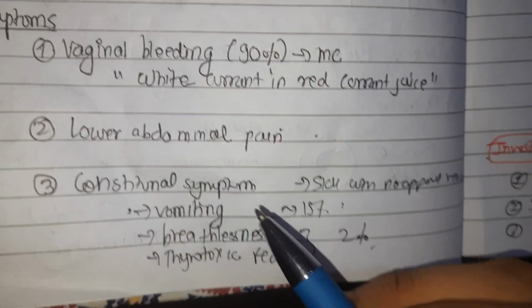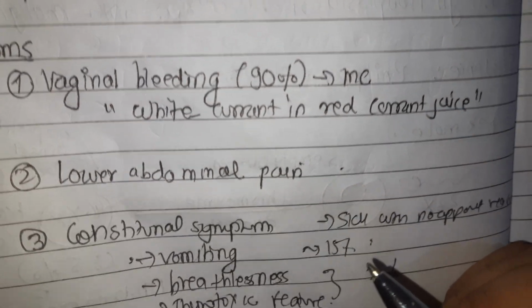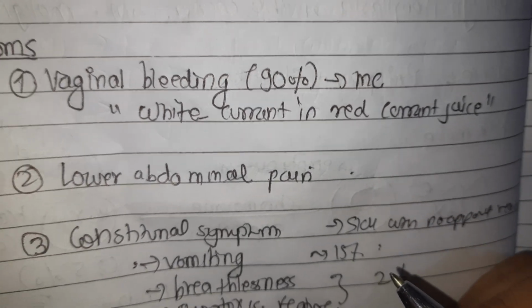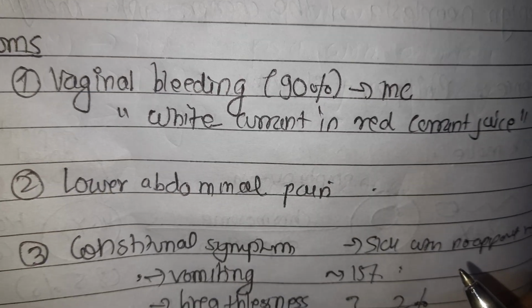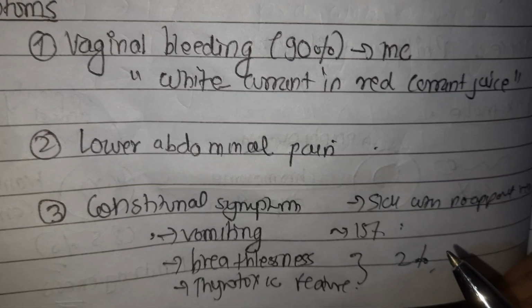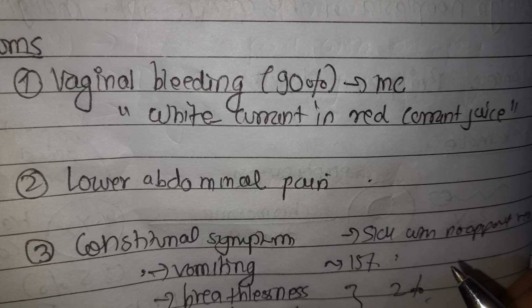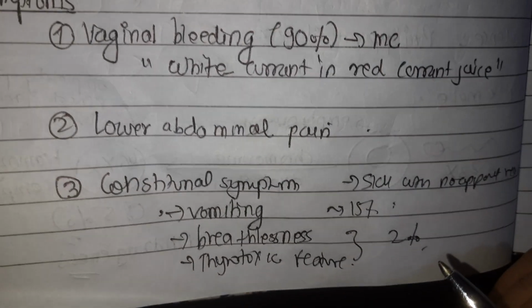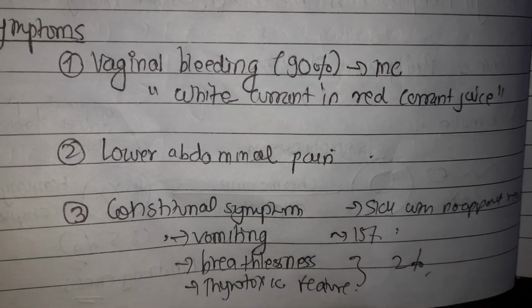There might be constitutional symptoms, and vomiting of pregnancy may become excessive to the stage of hyperemesis gravidarum. In 15% of cases, it is probably related to excess chorionic gonadotropin. There can be breathlessness due to pulmonary embolization of trophoblastic cells in around 2% of cases, and there might be thyrotoxic features of tremor or tachycardia on occasion, 2%. It is probably due to increased chorionic gonadotropin. Note that beta HCG has structural similarity to thyroid stimulating hormone.